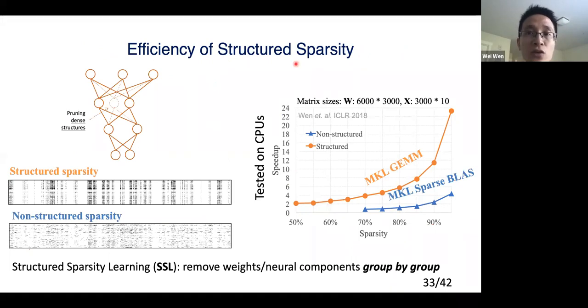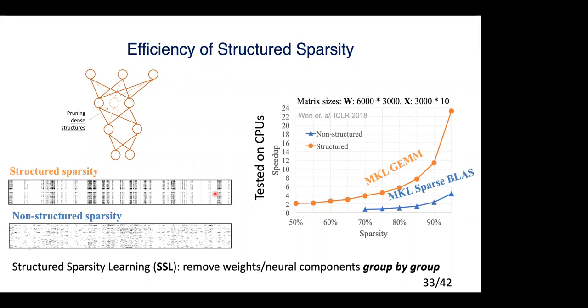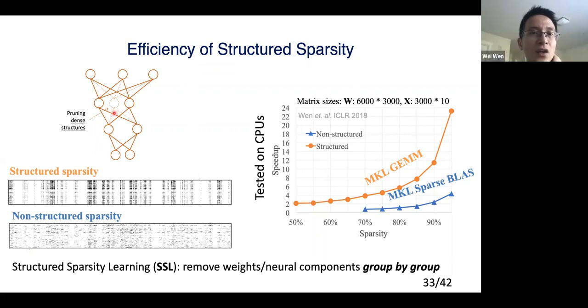So one of my research areas is structured sparsity. The motivation is, instead of removing weights in a non-structured way, can we remove weights in a structured way such that the pattern is still friendly to our hardware? In terms of the architecture, instead of removing connections, we can remove neurons, filters, or even layers.